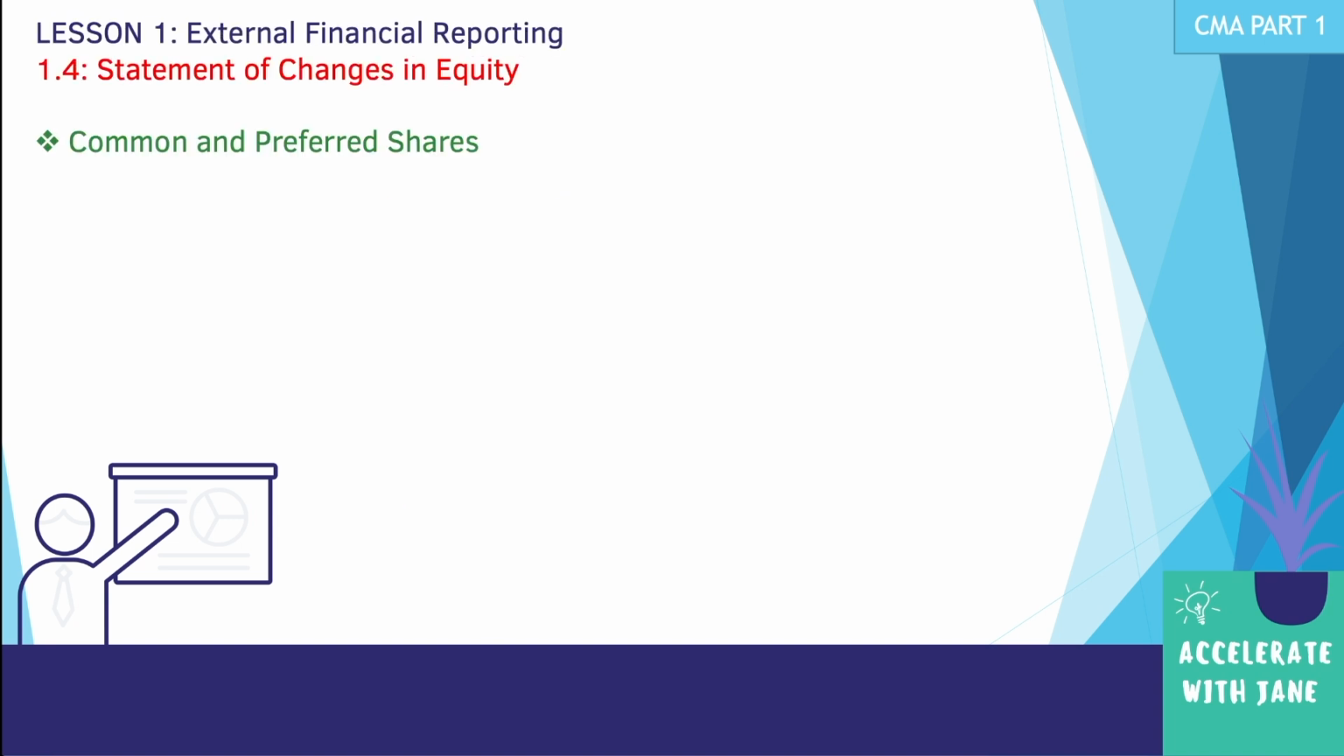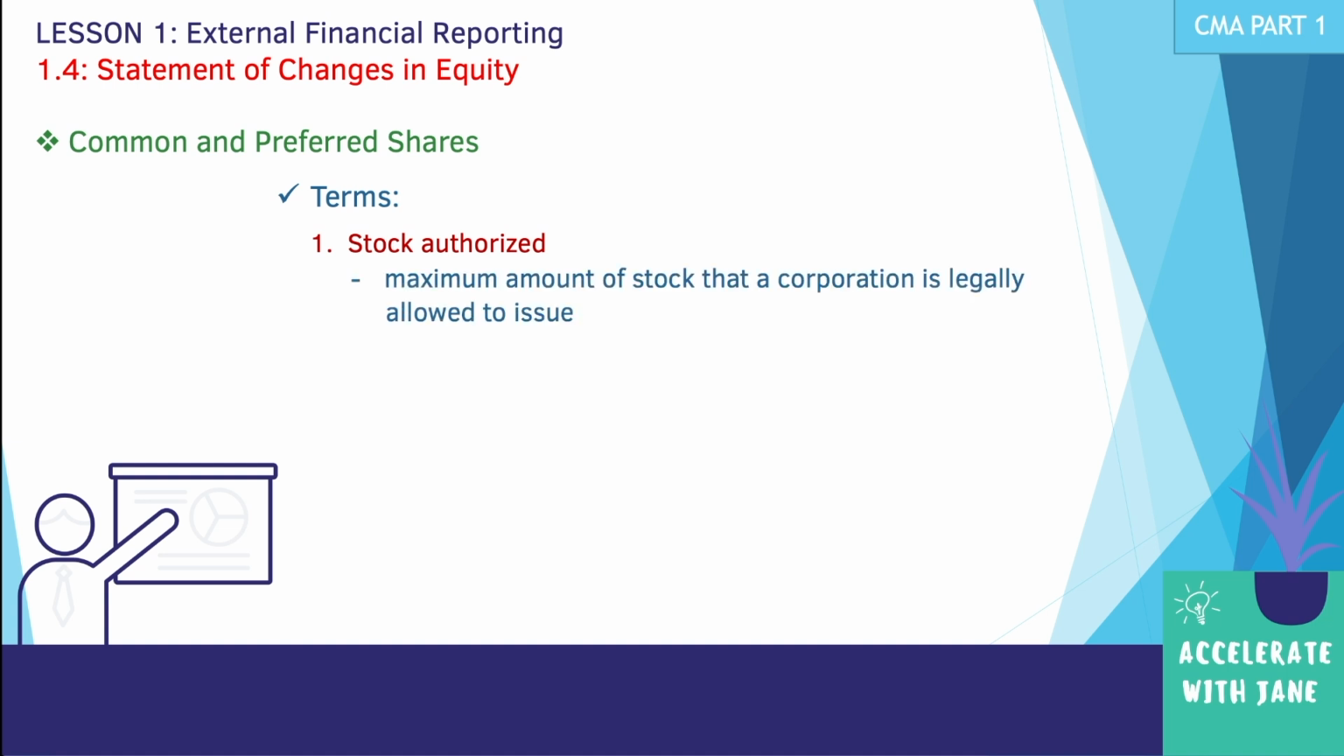So now let's talk about the common features of the common and preferred shares. Take note, shares can be common or preferred. We have here common terms which you should also be familiarized with. First, we have stock authorized. When we say stock authorized, this simply means the maximum amount of stock that a corporation is legally allowed to issue. So in every corporation, there is only a maximum amount of stock that they can issue. It's not allowed to exceed.